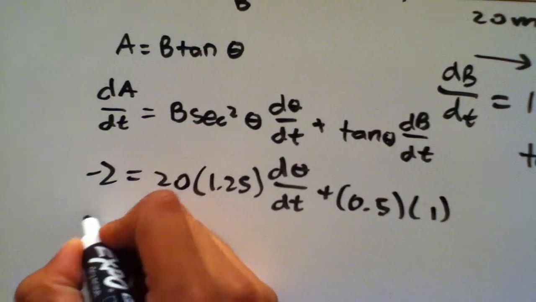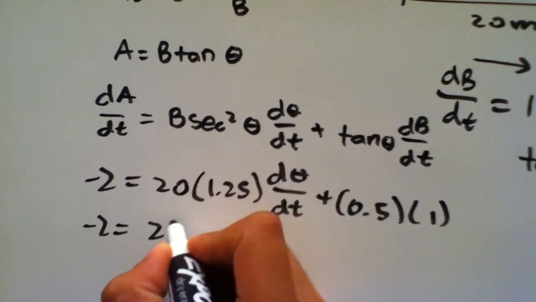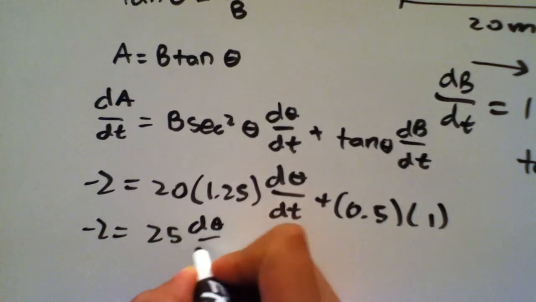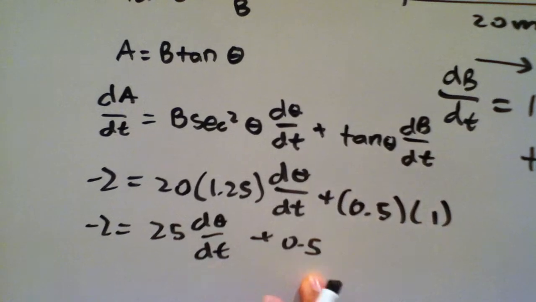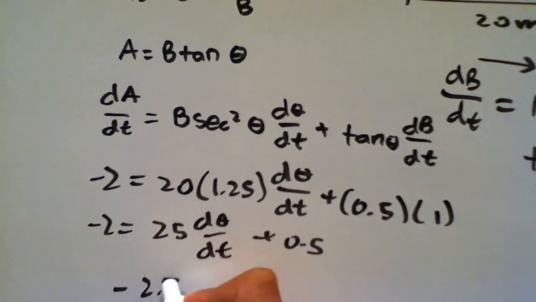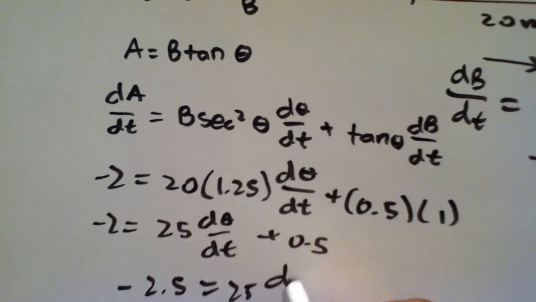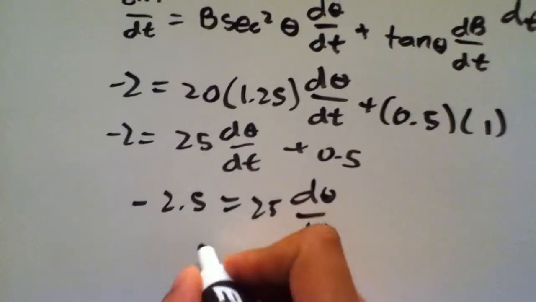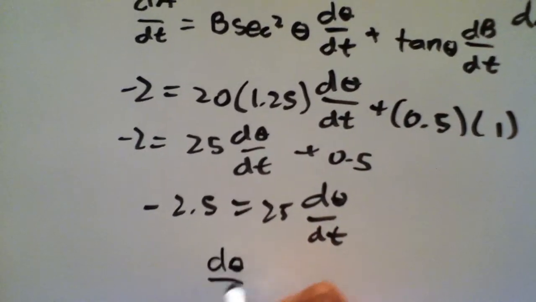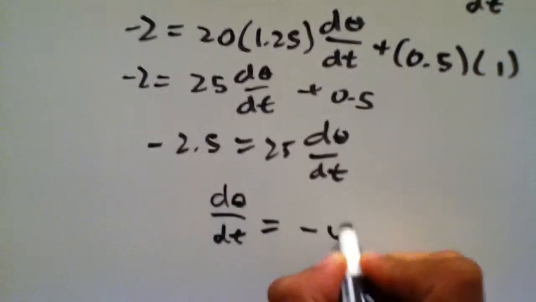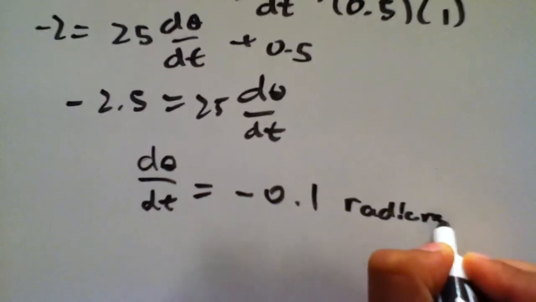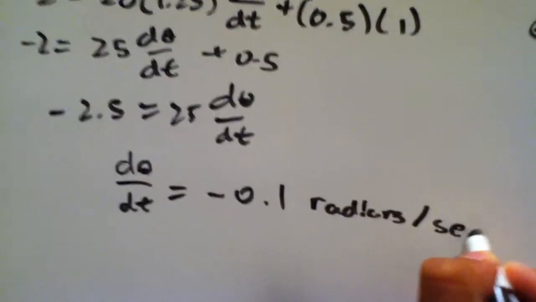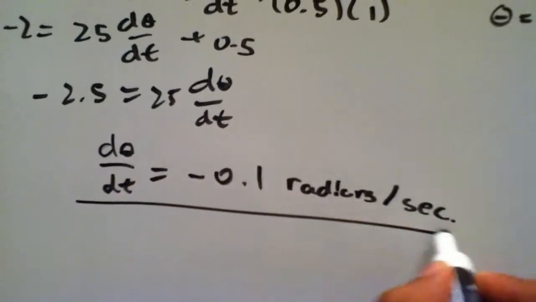If we simplify this, you get -2 is equal to 25 d theta over dt plus 0.5. You take this to the other side, you get -2.5 is equal to 25 d theta over dt, and d theta over dt is equal to -0.1 radians per second. So this is the rate of change of the angle.